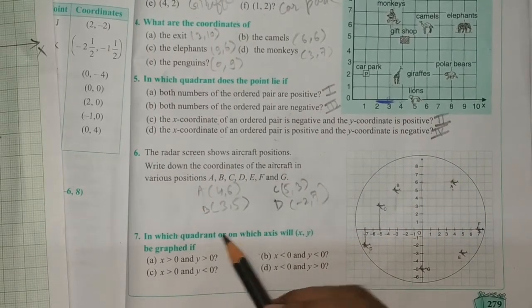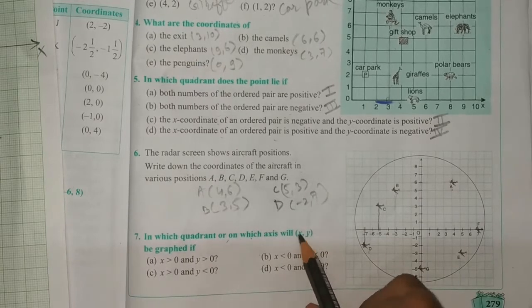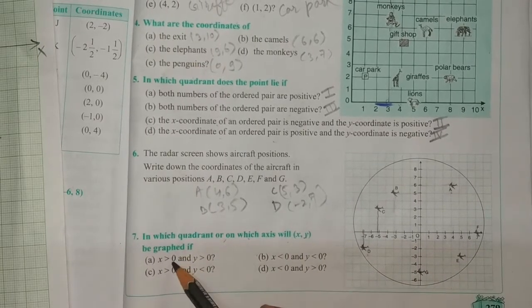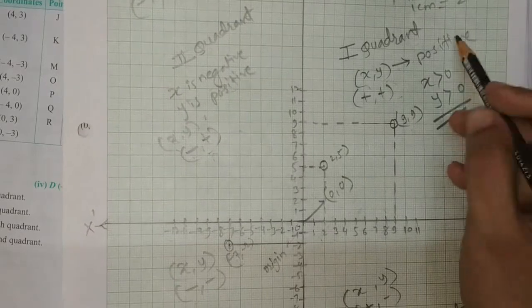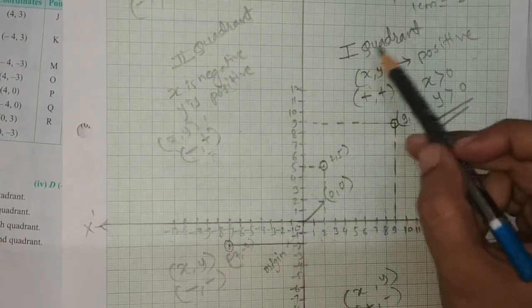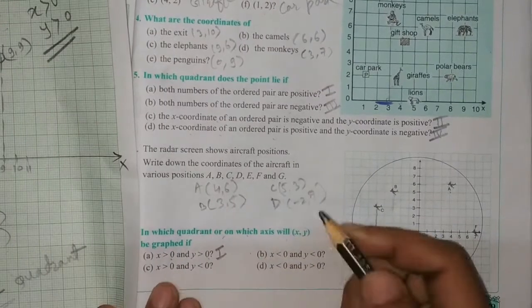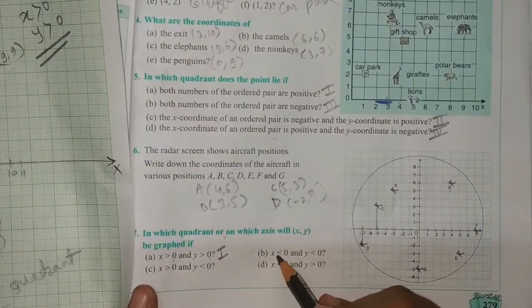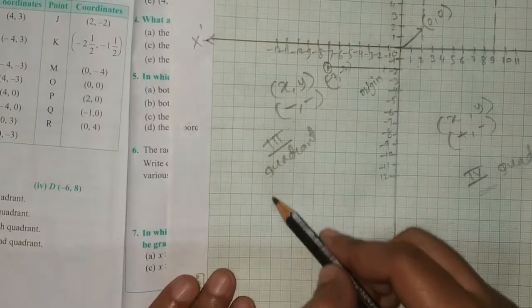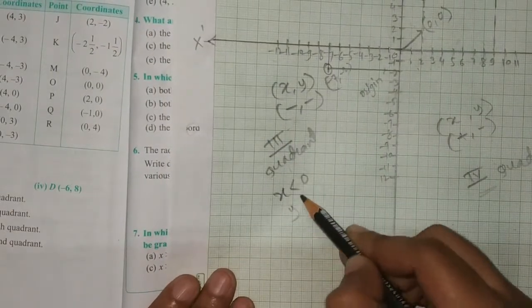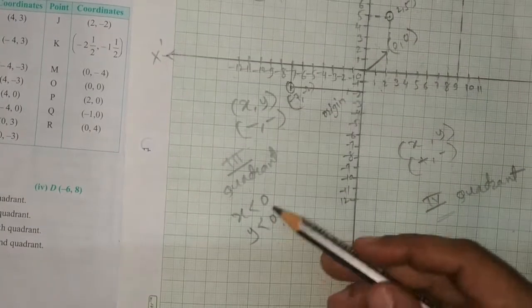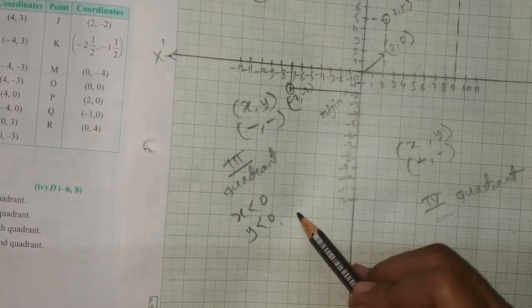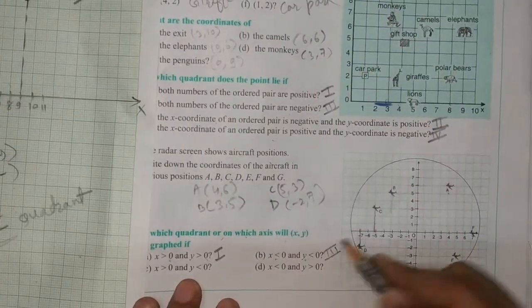The last question is, in which quadrant or on which axis will x y be graphed if x is greater than 0, y is greater than 0? It means it's indirectly telling us x is greater than 0, y is greater than 0, means both are positive numbers. Where do they lie? They lie in the first quadrant. So here, first quadrant. X is less than 0, y is less than 0. X is less than 0, y is less than 0 means both are negatives. It is going to lie in the third quadrant.